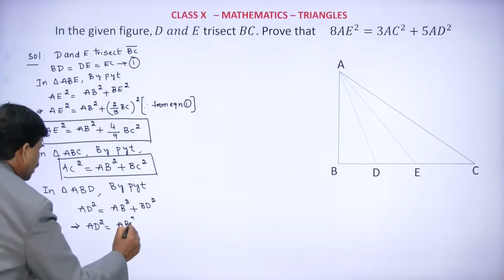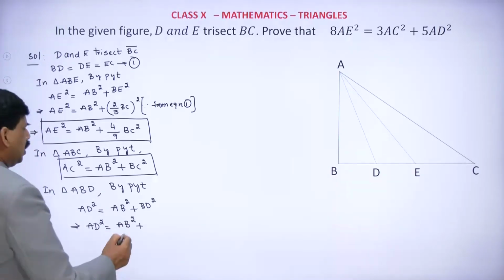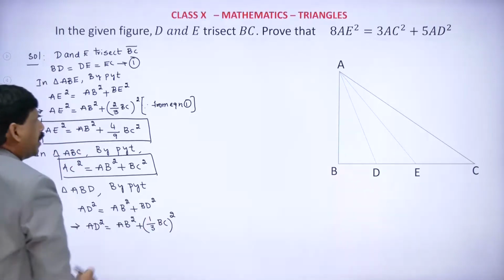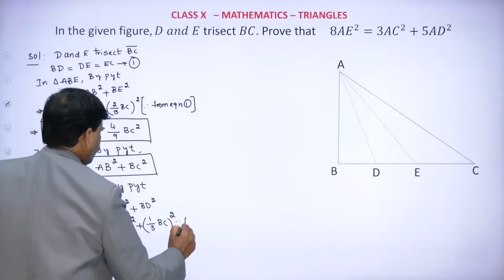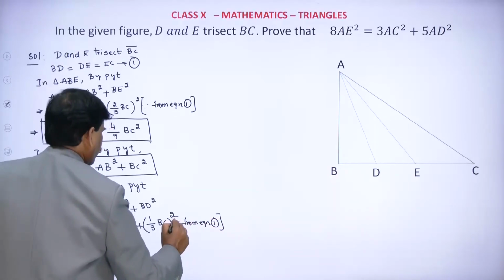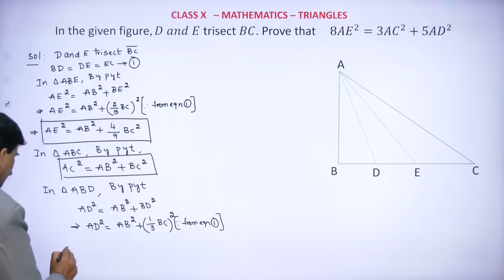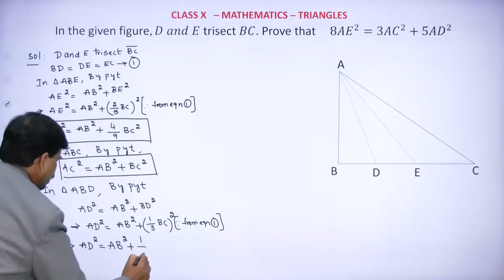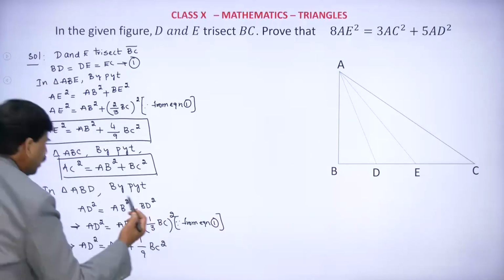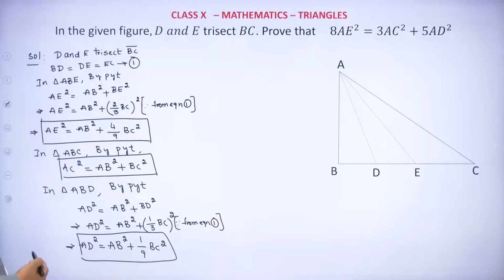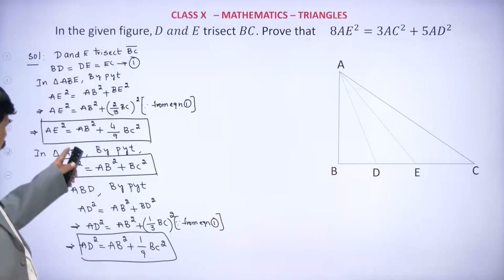Keep your AB square as it is. BD is 1/3 of BC. Clear? Since from equation 1. So we get AD square is equal to AB square plus 1/9 BC square. So, we have AC square, we have AD square and we have AE square.